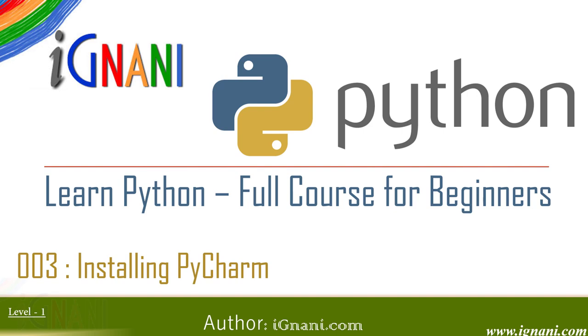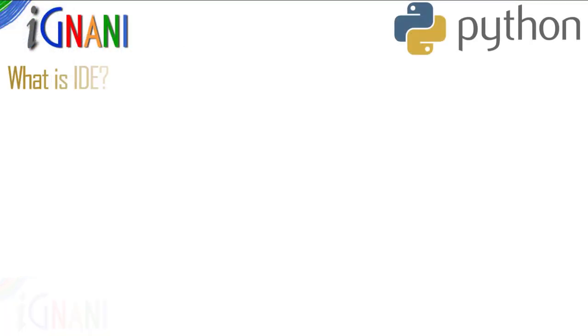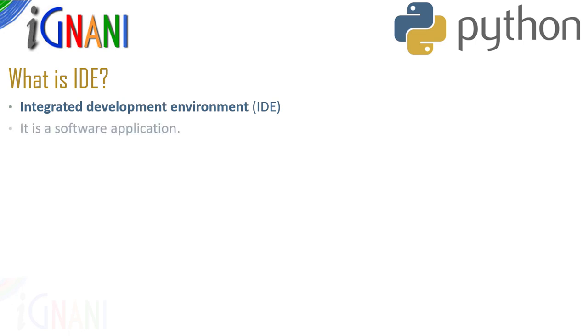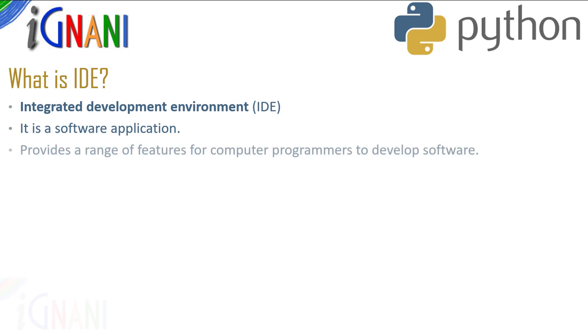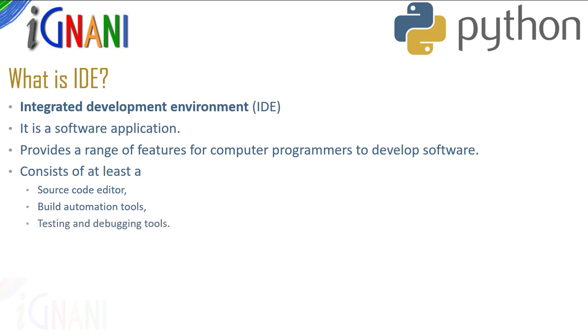But as your program gets larger, you might need to test and debug your code. It becomes very difficult, and that's where the IDE comes in. And you might ask, what is an IDE? An IDE, short for Integrated Development Environment, is a software application that provides a range of features for computer programmers to develop software. An IDE normally consists of a source code editor, contains built-in automation tools, provides features for testing and debugging. This can significantly speed up your work.